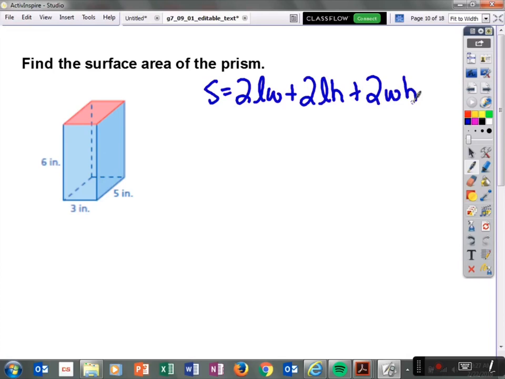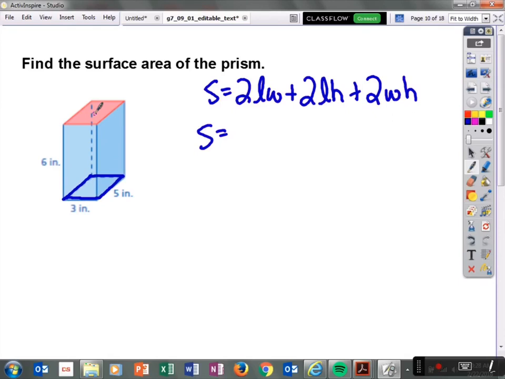Wait, but 2LW isn't the same as multiplying. It is. Watch. LW, length times width, is the base. I know, but that's multiplying times 2 though. Oh, because there's 2 bases, right?